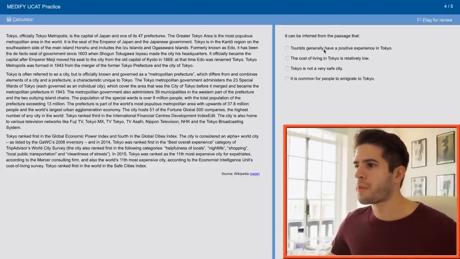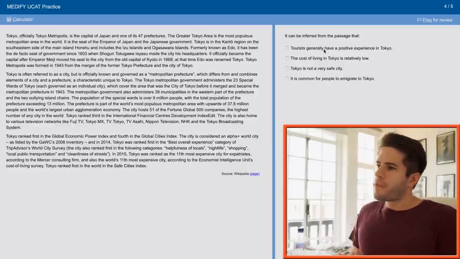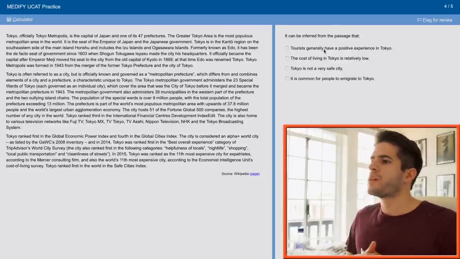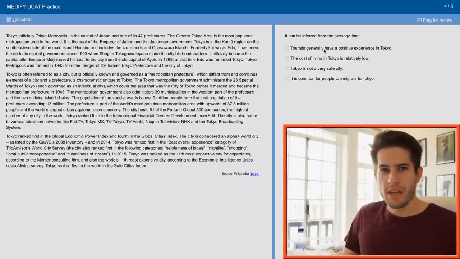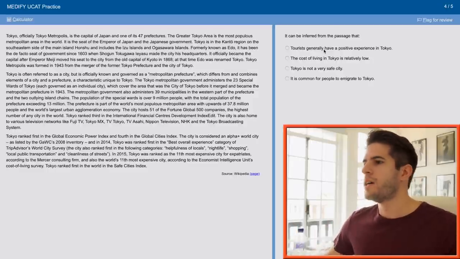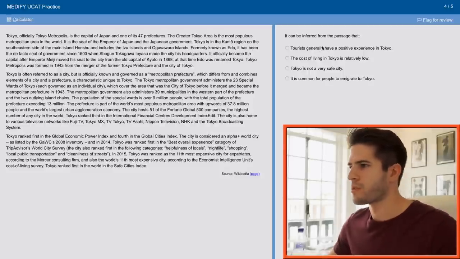It can be inferred from the passage that. Okay, so this is an important concept. Inferring means that you're going to make an assumption in order to reach this conclusion. It's not going to be specifically stated in the paragraph. It's not going to be specifically denied. It's something that you can infer. So that's something to keep in mind. You need to make an assumption in order to reach this conclusion.